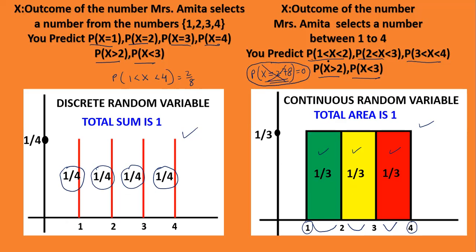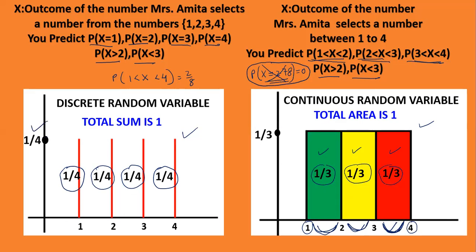So we have interval probabilities. I've divided into 3 parts. I would like to predict using one of the intervals. If she thinks of a number, I will say either you thought a number between 1 to 2, or between 2 to 3, or between 3 to 4. I can give 3 choices. Here, this probability is 1 by 3, this probability is 1 by 3, this probability is 1 by 3.